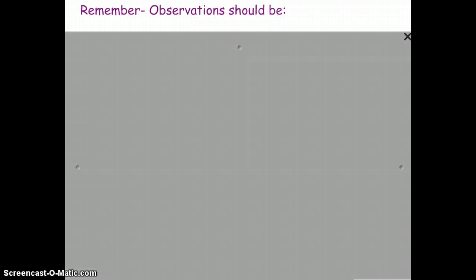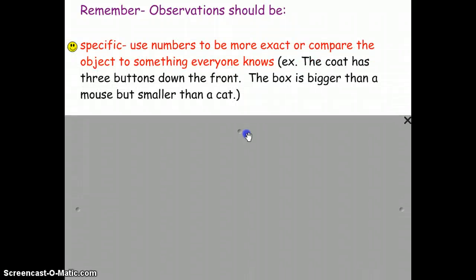Remember, observations should be specific. If you can use numbers, it'll make it more exact, or compare an object to something everyone knows. If you add numbers or compare, it's going to give a better picture in the person's mind of what you're describing. For example, the coat has 3 buttons down the front. By adding the number 3 before buttons, I have a more specific picture of what's going on. Or, the box is bigger than a mouse, but smaller than a cat. I've compared the box to 2 objects that most people know the size of, and I have a better idea of the size of the box.